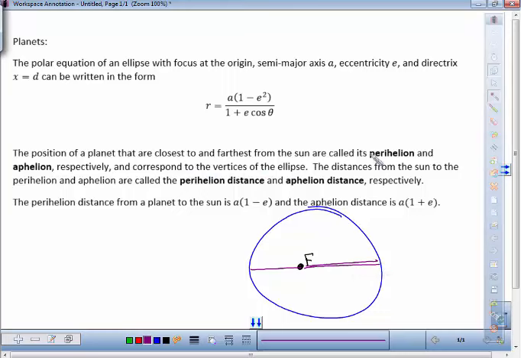The closest and farthest are called perihelion. This would be the shortest. And the farthest is the aphelion. And that total distance from end to end of the path is the semi-major axis.